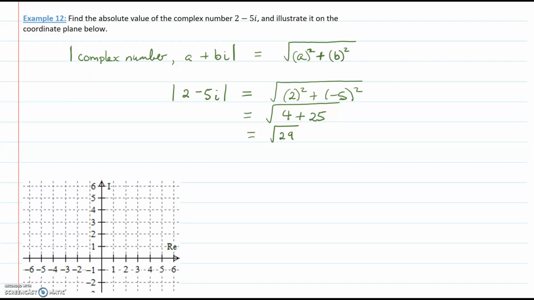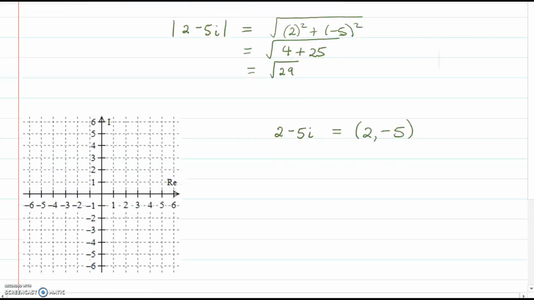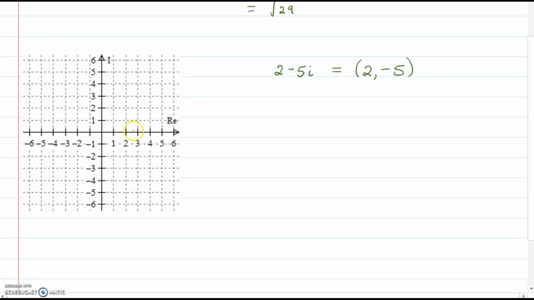Okay, now how do we illustrate this in the coordinate plane? Well, remember, the complex number that we started with is 2 minus 5i, and if we want to write that as a point, it's 2, negative 5. So let's plot that point. Over to 2 and down to negative 5. Okay, so there's the point 2, negative 5.